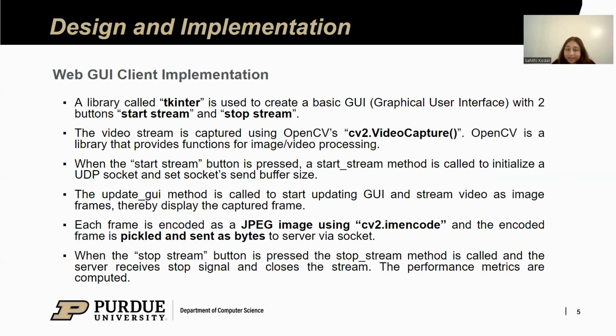To capture the stream, which is the video, OpenCV is a library that has many functions for image and video processing. So VideoCapture can be used to capture video from the device camera. When the start stream button is pressed, the UDP socket is initialized and the socket send buffer size is also initialized. As the video frames are being captured, each frame is encoded as a JPEG image using OpenCV's imencode function. And this is pickled and sent as bytes to the server, as we discussed previously.